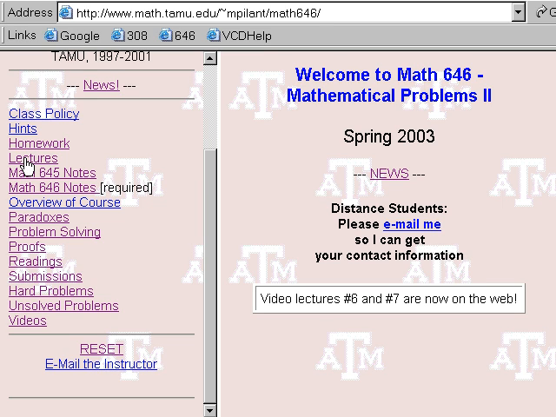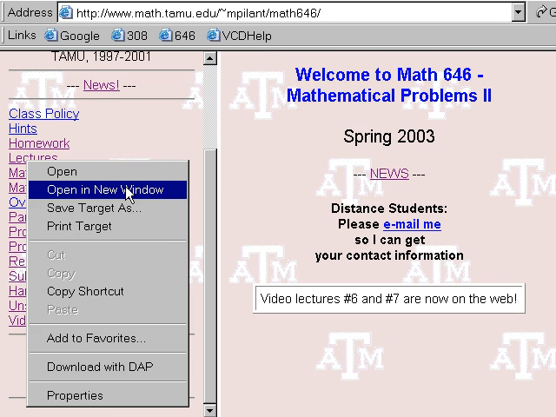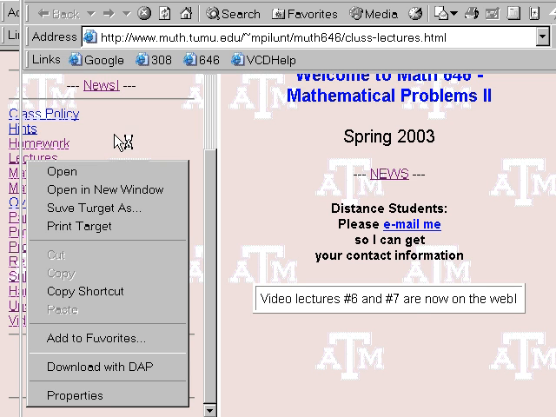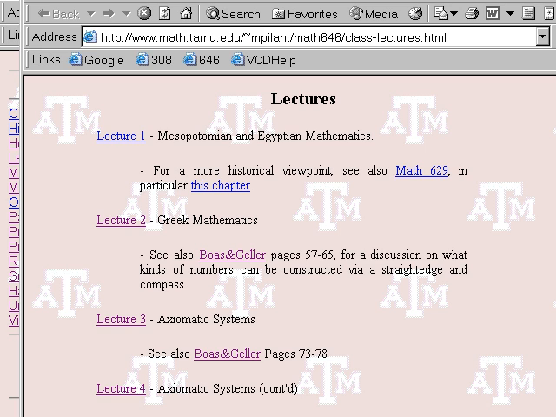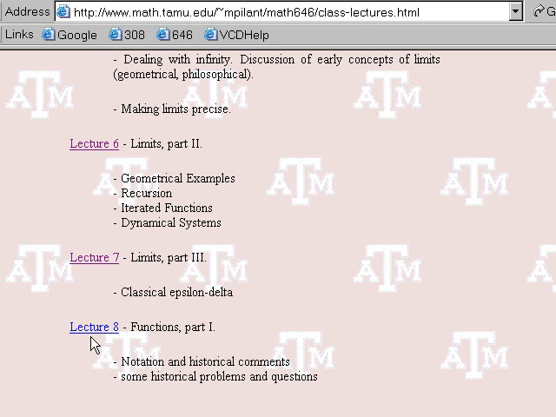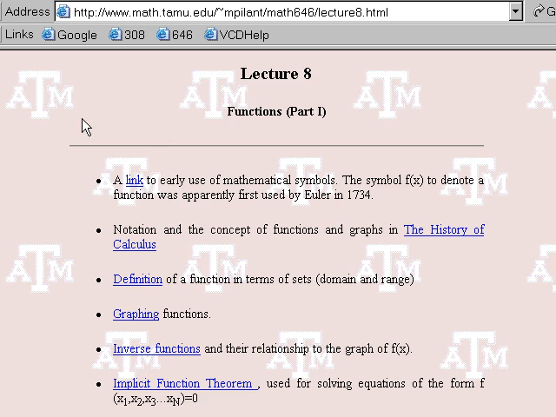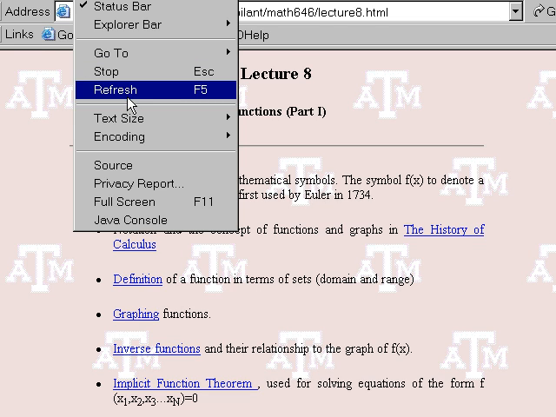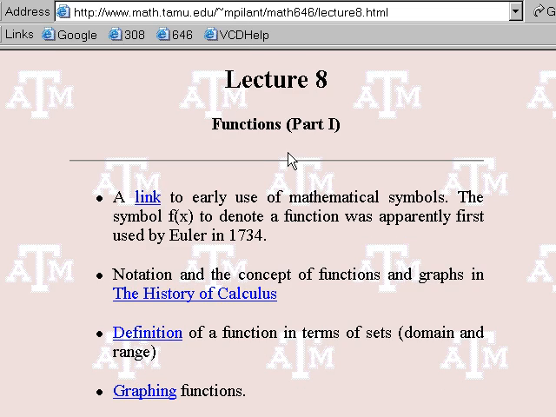Getting back to today's lecture, we finished limits, part 3, last time in the previous lecture. And what I'd like to do today is talk about a closely related idea, that of functions. Functions are, of course, a very early concept in mathematics, and we'll talk a little bit about how they arose, but the notation for functions is actually fairly recent.